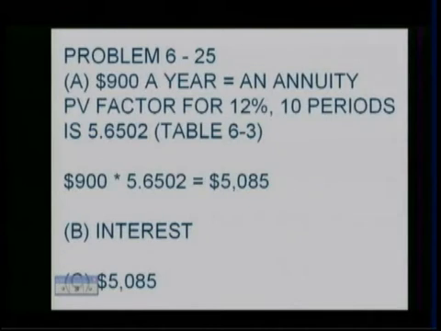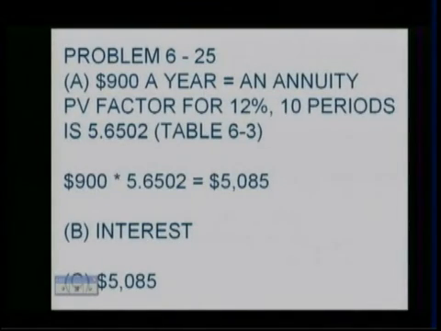A, use the appropriate factor from Table 6.5 to calculate the amount that they would have paid at the beginning of the lease to buy the machine outright. You're simply going to take your $900 payment. It's an equal payment, so that makes it an annuity. So you will look up the annuity at 12% for 10 periods, and you get 5.6502. Multiplying that by $900, you get $5,085.